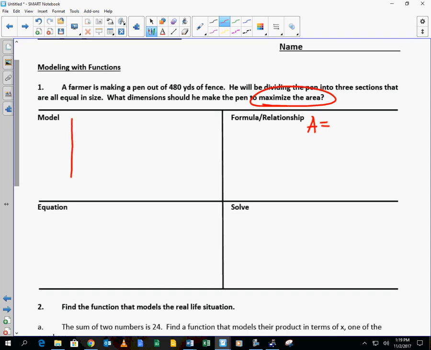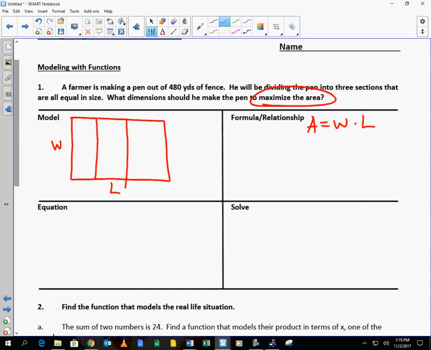Now, a rectangular pen is what we're going to have here, okay? And that rectangular pen, it says it's divided into three sections. So how many lines would I draw if I divided it into three sections? Yeah, so this is kind of what I've got going on. I have width and I have length. So what would you say is the area then of that rectangle? Width times length, right?